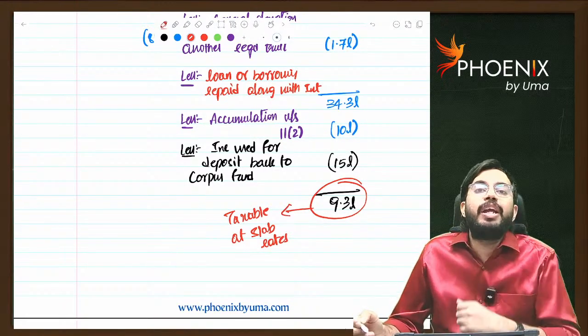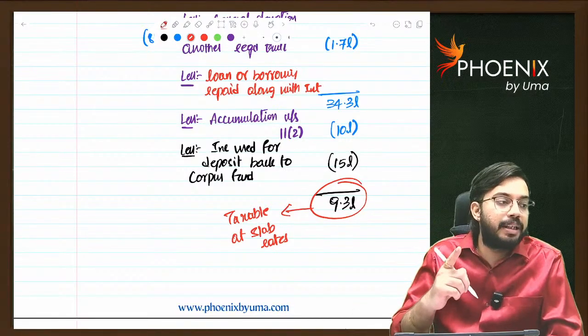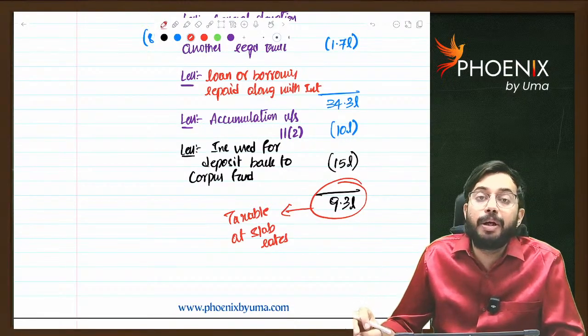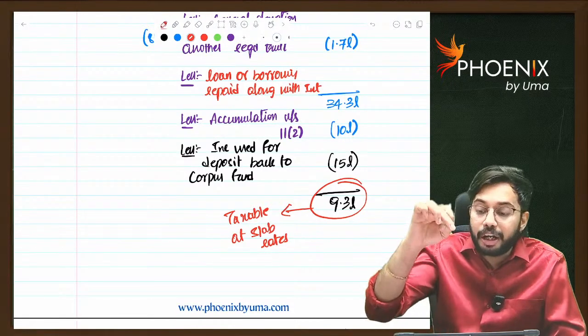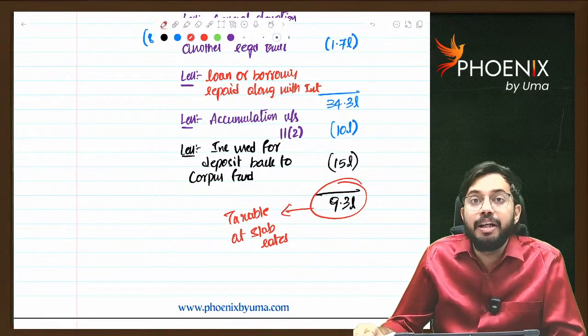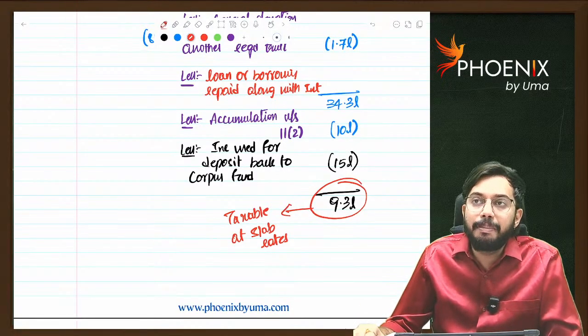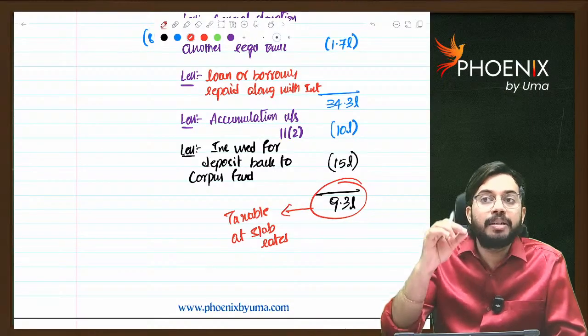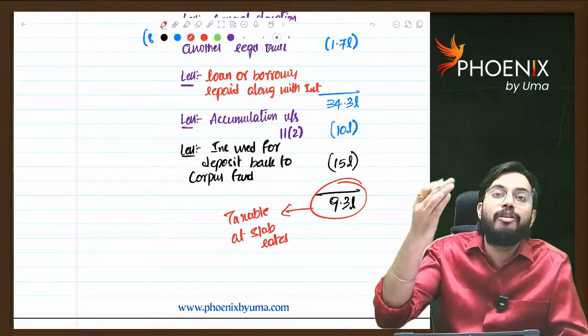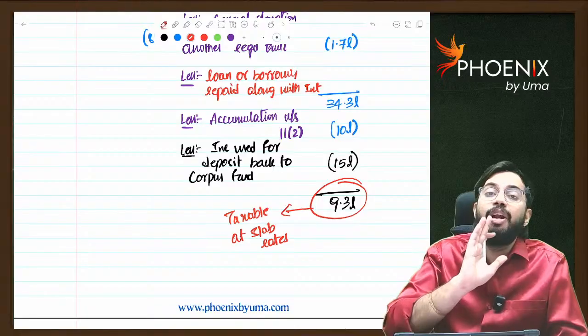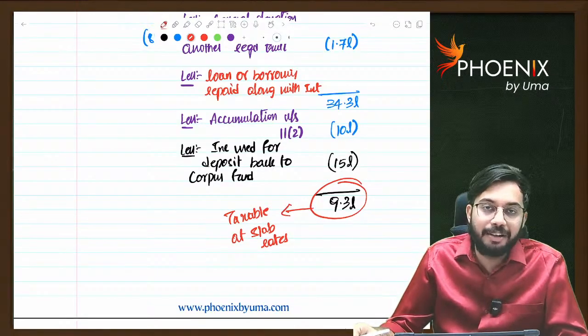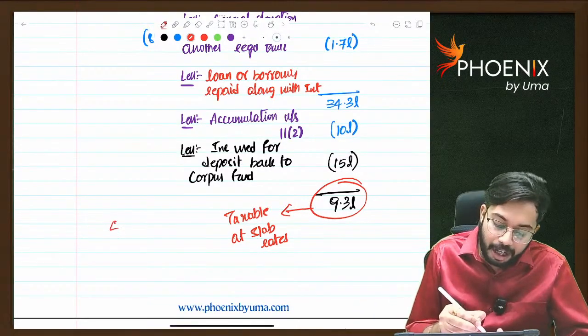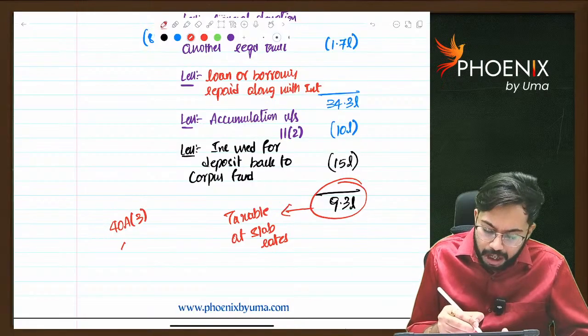Do you remember 40A(3) in PGBP? Per person per day, you should not make cash payment of more than 10,000 rupees. 40A(3) provisions are also applicable for charitable or religious trust. That means whenever you are incurring revenue expenditure or capital expenditure, per person per day, if you make cash payment of more than 10,000 rupees, it will not be treated as applied. Are you able to understand? Next, 40A(3). Next, 40A(1)(a).